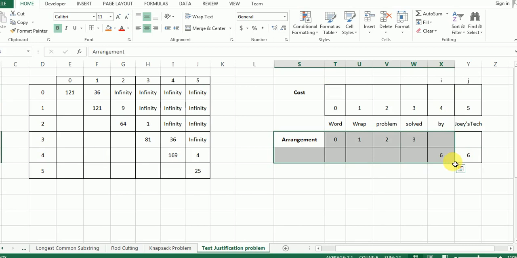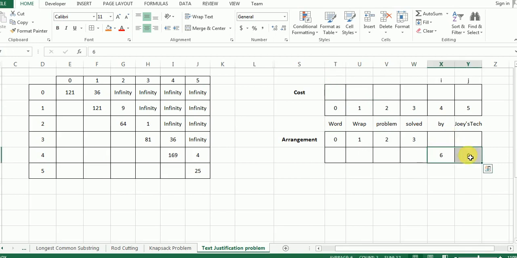So we are going to use this array to place the words neatly, just like Microsoft Word does. And we are going to use this array to calculate the minimum cost. Let me place this in position. Let me put 4 and 5 over here. And here we have our cost matrix, which we are going to use.